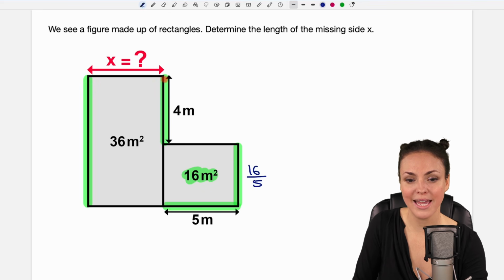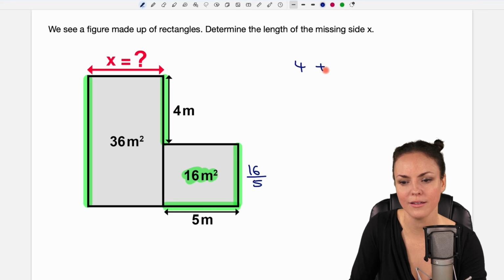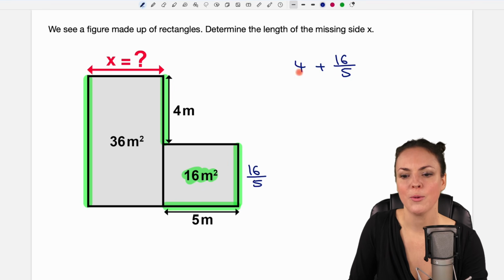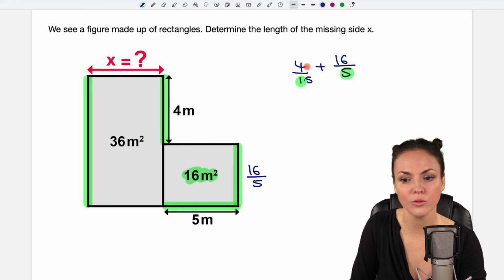Okay, then we know that this side is 4 meters, so we know how long this side is because we can just add 4 to 16 over 5. Then this is this side here. So we just have to find the value of 4 plus 16 over 5. We can write the 4 as a fraction so that we can add them more easily. But those two fractions need a common denominator. We can take the 5, so we just have to multiply here by 5, but also do that with the numerator. So 1 times 5 equals 5, and 4 times 5 equals 20.